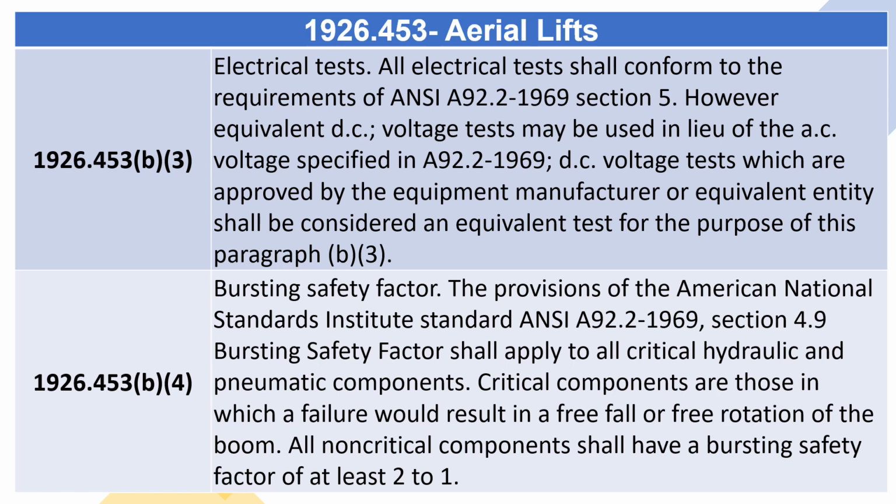1926.453(b)(4) Bursting safety factor. The provisions of the American National Standards Institute Standard ANSI A92.2-1969, Section 4.9 Bursting Safety Factor shall apply to all critical hydraulic and pneumatic components. Critical components are those in which a failure would result in a free fall or free rotation of the boom. All non-critical components shall have a bursting safety factor of at least 2 to 1.